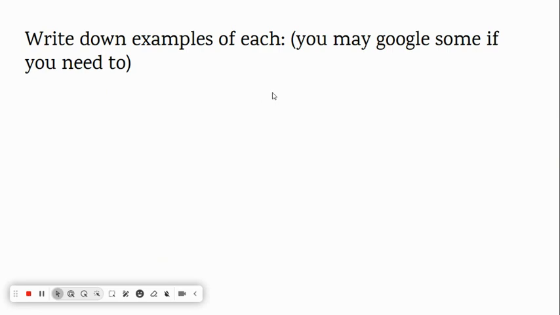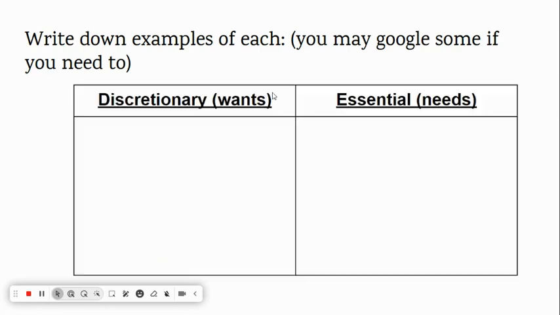In your notes, you have a section right now that says write down some examples of essential and discretionary items. If you could just take a moment to pause your video and come up with some things on your own to list in those boxes, that would be great.